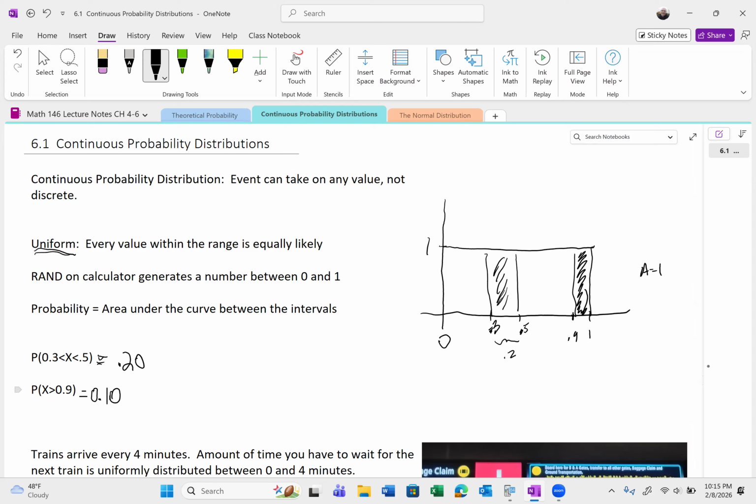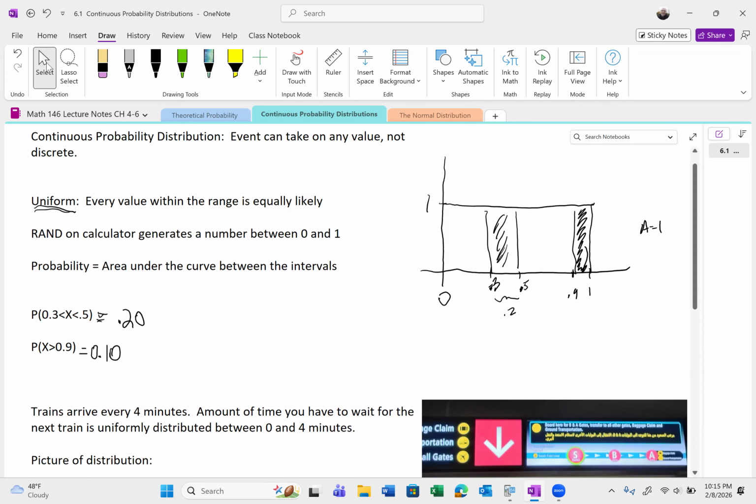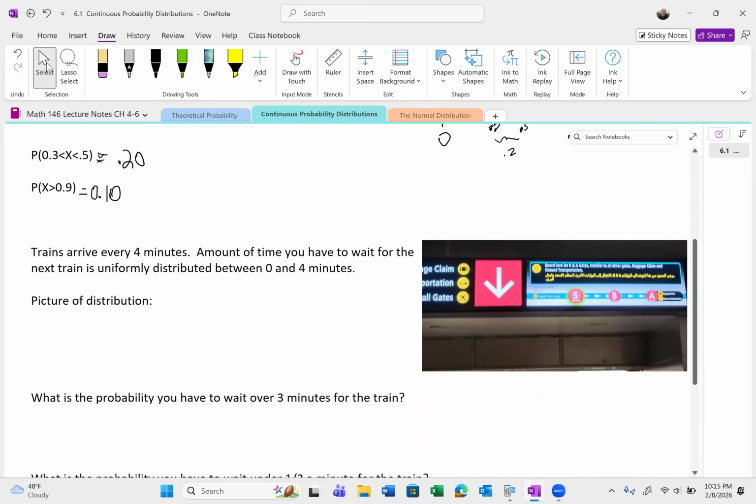Okay. Another common place where we tend to use uniform distributions is with buses or trains or something like that. So if we have a train that arrives every 4 minutes, here's the picture of the trains that run at SeaTac Airport, the underground trains that take you out to the north and south satellite places out there.